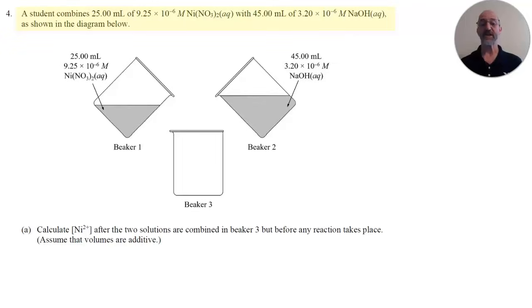Now there's a different solution in beaker 2. So it's being combined with 45.00 milliliters of 3.20 times 10 to the negative 6 molar sodium hydroxide, which has the chemical formula NaOH. Now they are about to be combined in beaker 3. So part A of this question says the following: calculate the concentration of the nickel 2+ ions after the two solutions are combined in beaker 3, but before any reaction takes place. Assume that volumes are additive. That just means that 25 plus 45 would equal the total volume of the solution in beaker 3.